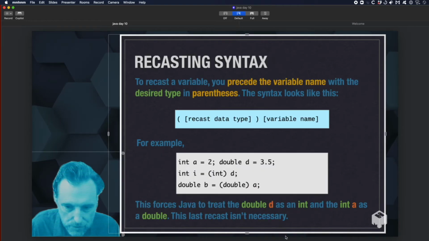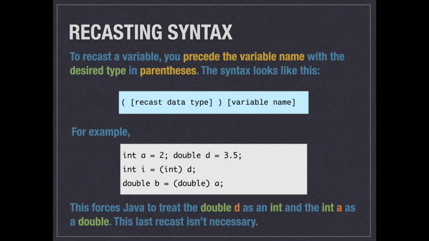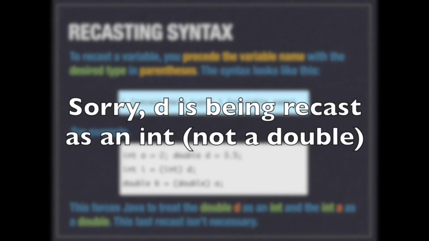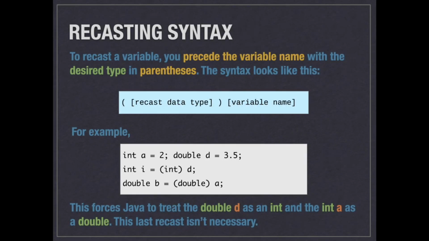It's going to make you do it, and the way you do it is via recasting. So essentially, you're telling Java, yeah, I know I have a double, but I want it to be an integer for the purpose of this assignment, so I do that by forcing it, by saying, okay, d, act like an integer. You recast d as an int for this assignment. Same thing in the other direction. If I said double b equals a, I could recast a as a double by preceding it with the data type double in parentheses.